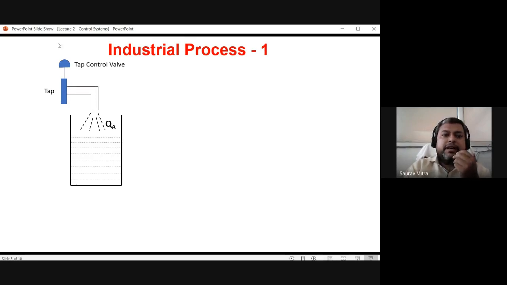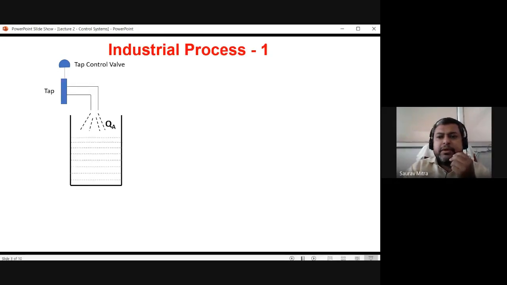And there is a control valve. Now this control valve can be manual. This control valve can be electronic. Now there is a tap. Through the tap water is coming and pouring inside the bucket, and the bucket is getting filled up. So QA is nothing but the flow or volume of water. Later on we'll be using a lot of definitions and maybe some equation modeling. At that time this QA will come into the picture. At present you should not worry about what QA is.